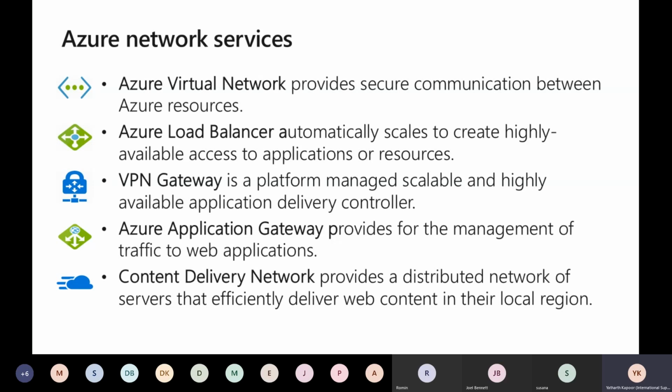Has anybody heard of this CDN or content delivery network? Yes, I have. Oh, please go on. Somebody please explain. Content delivered from... Oh, you carry on. You carry on.